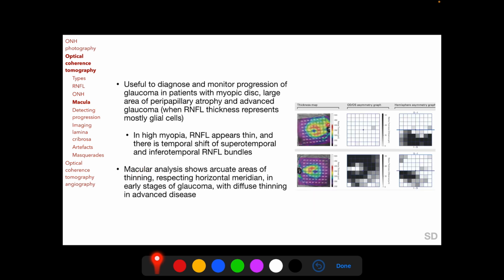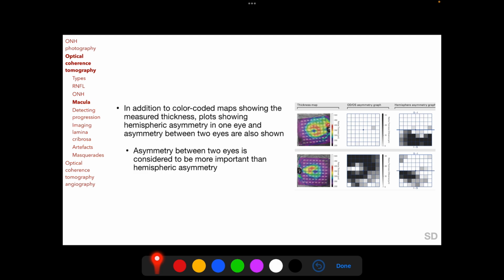Macular analysis in early stages of glaucoma shows arcuate areas of thinning respecting the horizontal meridian as shown here in this figure. And in advanced disease, the macular thinning becomes more diffuse. On the Spectralis OCT, in addition to color-coded maps showing the measured thickness, plots showing hemispheric asymmetry in each eye and asymmetry between the two eyes are also given. And asymmetry between the two eyes is considered to be more important than hemispheric asymmetry in glaucoma analysis.